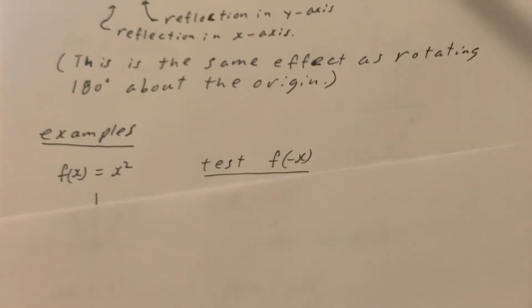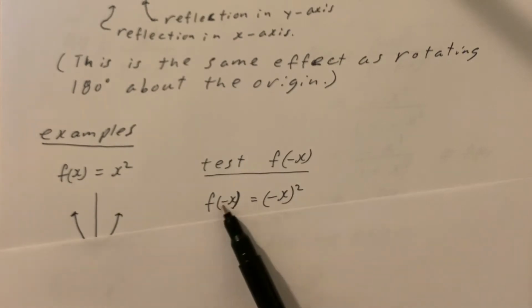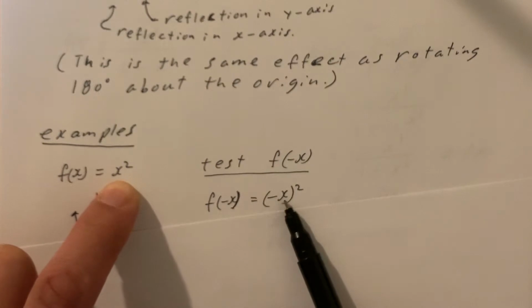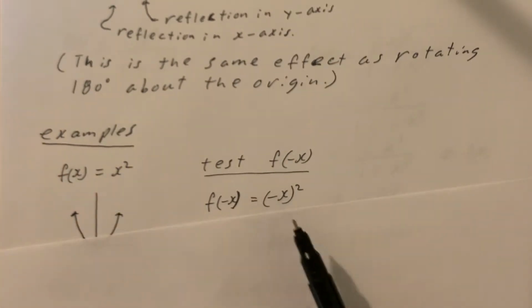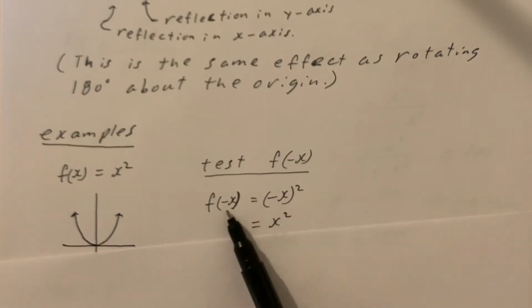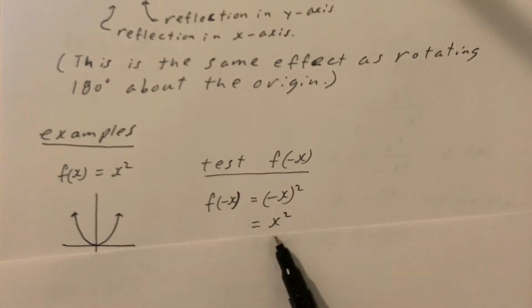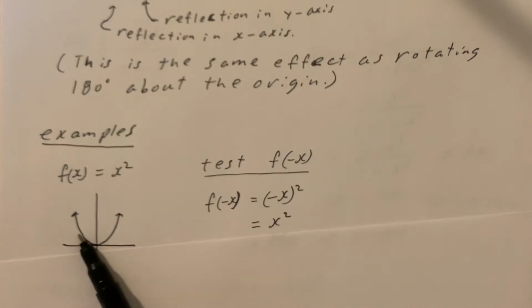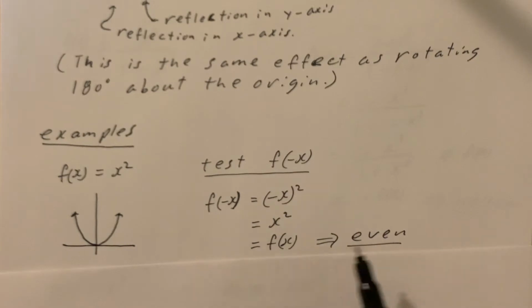And here's what we're going to test. So we're going to test f of negative x. When you put negative x in for x, and f of x equals x squared, you're going to look at this. And when you square a negative, you get a positive. So it looks like x squared. So f of negative x is the same as f of x. And you think of it here, f of 2 is going to be the same as f of negative 2. Okay? So it equals f of x, and that implies that we have an even function.